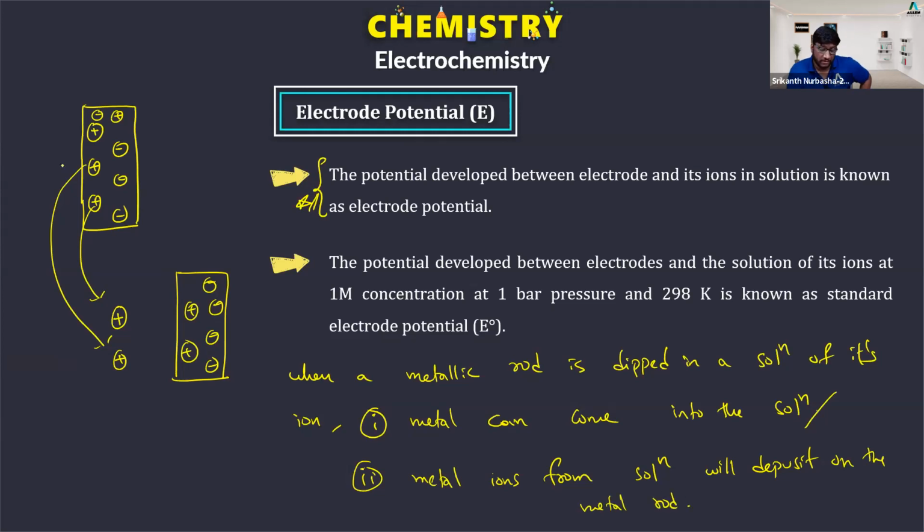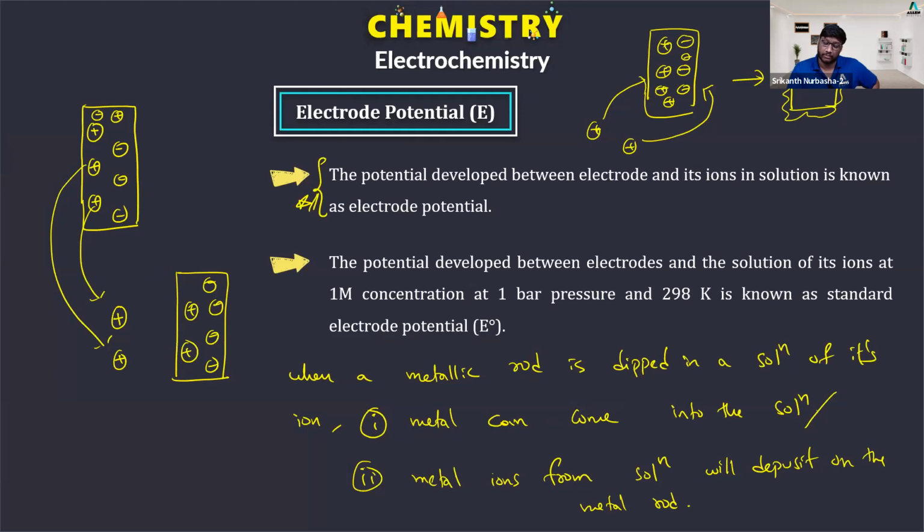So this is the first possibility, where the metal ions from the rod have come into the solution. The second possibility is the metal ions which are present, positively charged ions, already 4 positive, 4 negative are there. They are going and depositing on the surface. The positive ions from the rod can come into the solution, or the positive ions from the solution can deposit.